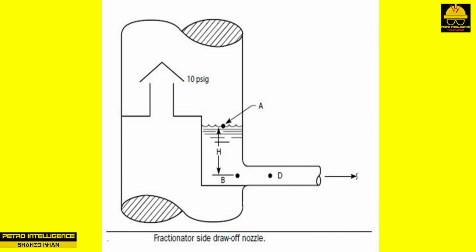In summary, the lowest pressure that can be reached at point D in the picture is the pressure at point A. When these two pressures are equal, we say that the draw-off nozzle is limited by cavitation. If we were to lower the pressure downstream of point D, say, by opening a control valve, the increase in flow would be zero.